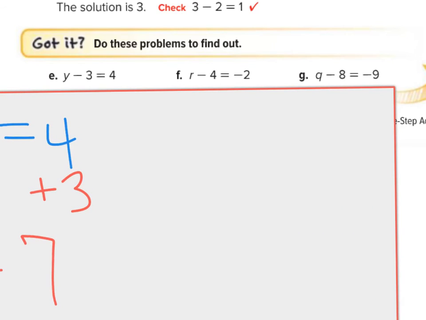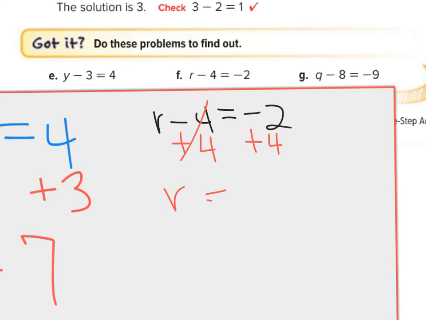Okay, I've got r minus 4 equals negative 2. Get rid of the minus 4 by adding 4, using the addition property of equality on both sides. That's gone. So I've got r equals 2. Negative 2 plus 4 is 2.